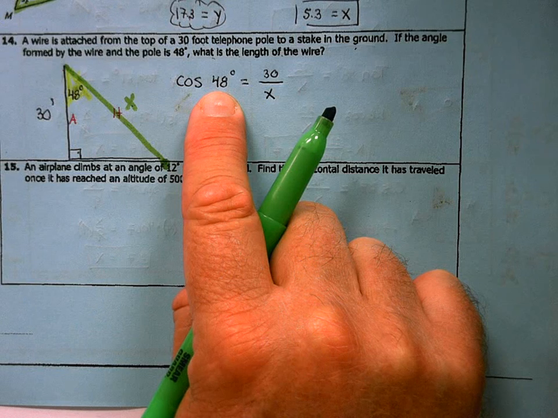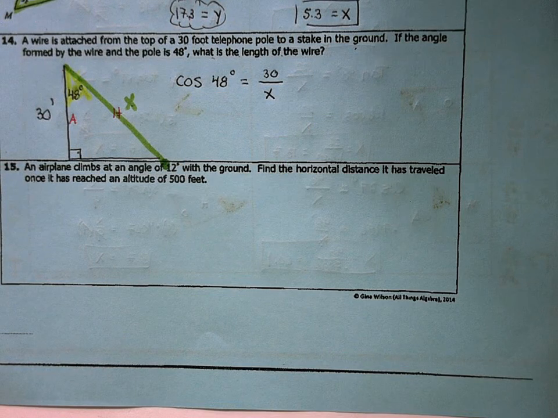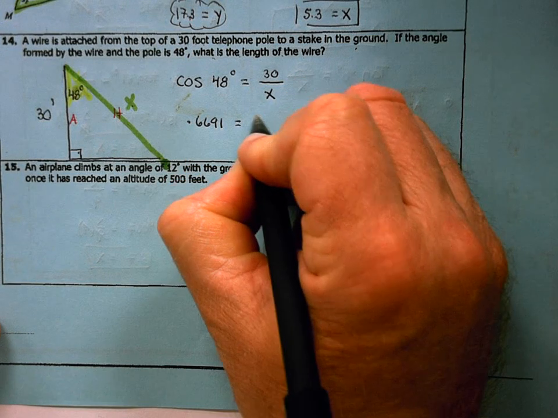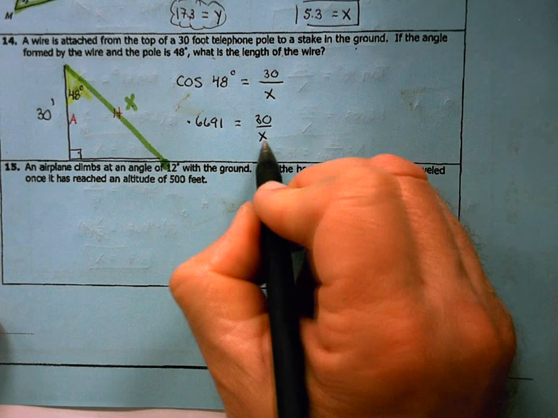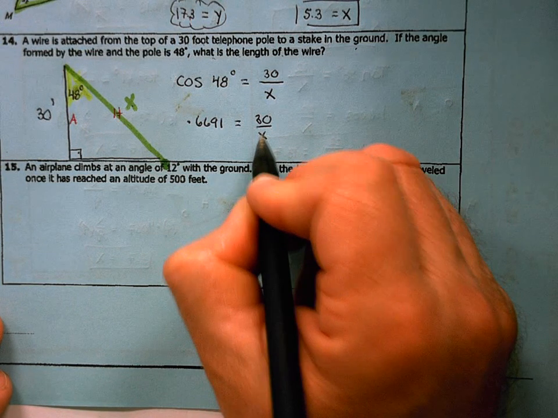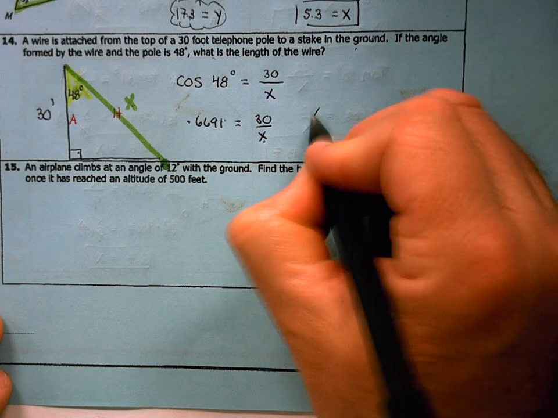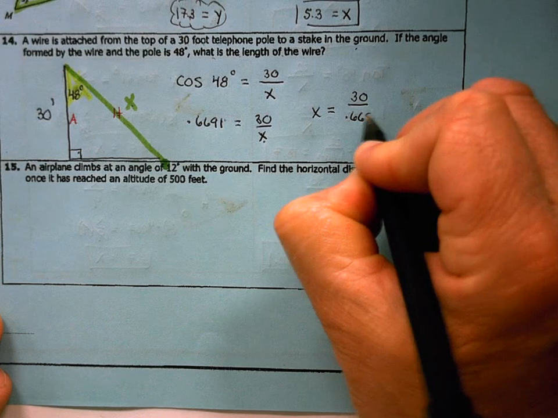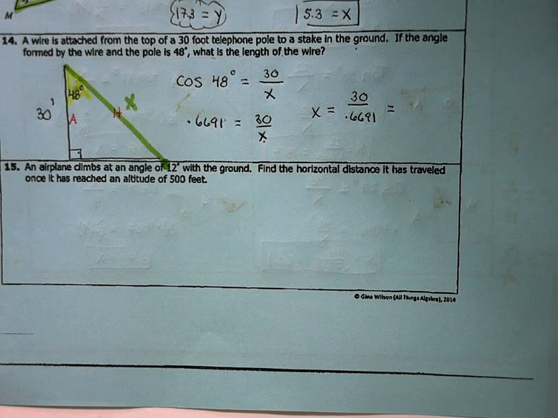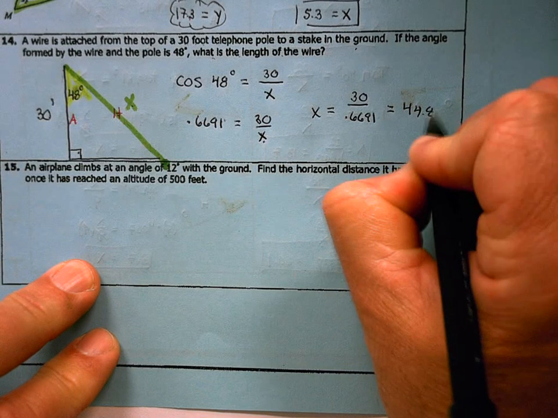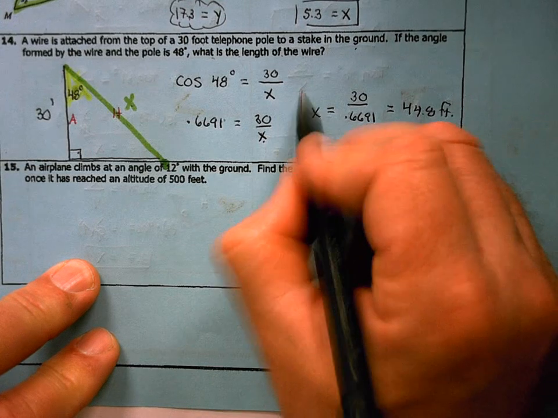Okay, 48 degrees cosine. Its decimal value is 0.6691. So this becomes 0.6691 is equal to 30 over x. And if you notice, when I'm solving this, x is in the denominator. So the trick is, when you get x in the denominator, just switch these two values. So that means x is going to be equal to 30 divided by 0.6691. And when I divide that out, that's going to be my answer. 30 divided by 0.6691 is 44.8 feet. So there's your answer to number 14. 44.8 feet. That's how long the wire is.